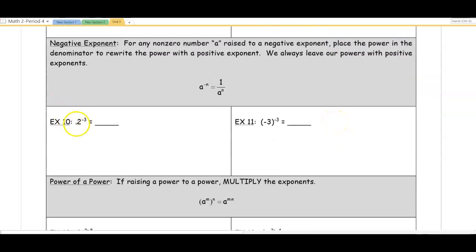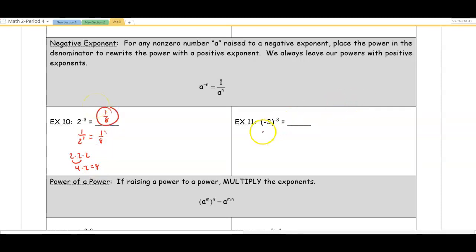Alright, here 2 to the negative 3 would be equivalent to, make that exponent positive, 1 over 2 to the third. And 2 to the third is 2 times 2 times 2, which gives me 4 times 2, which is 8. So 1 over 8 is what this would give you.